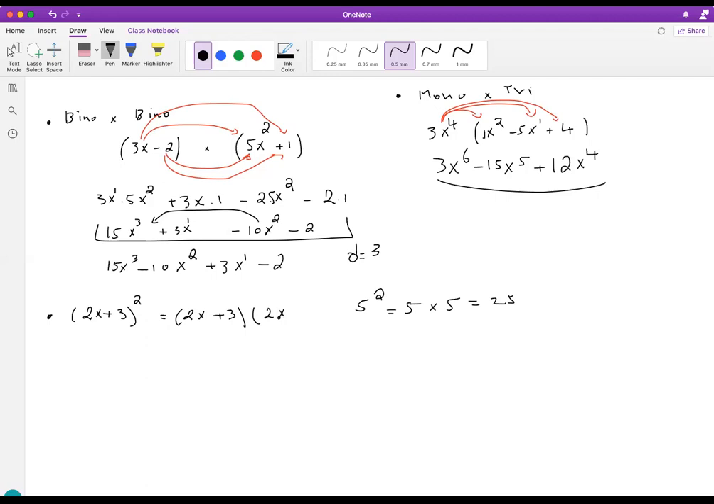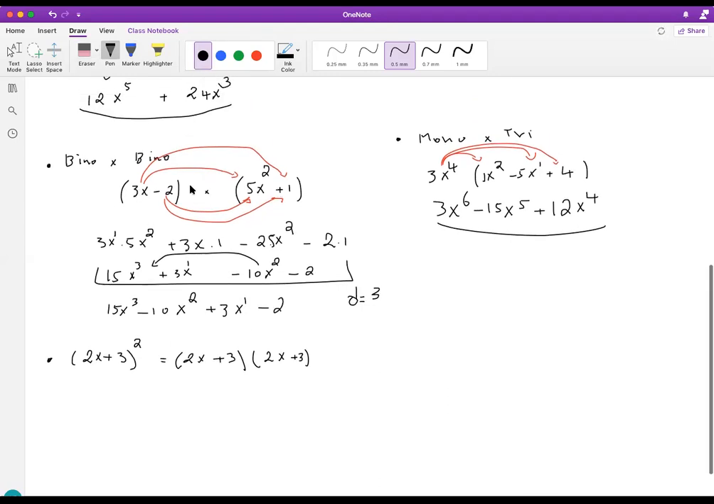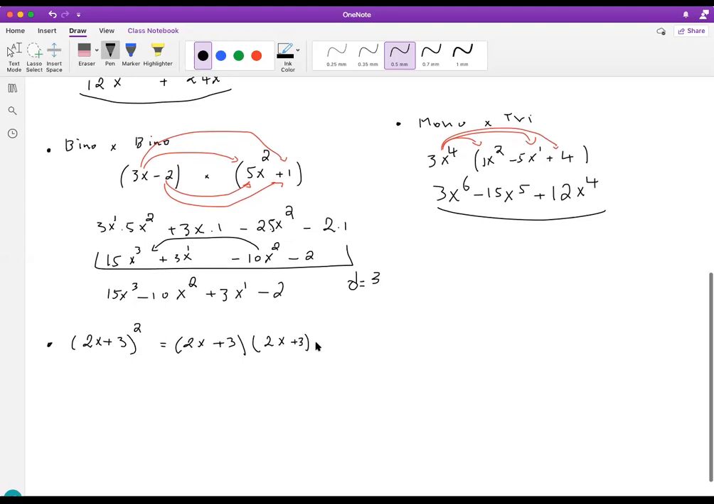Times itself. Okay. Now, it kind of looks like this, as you can see. So we have a binomial times a binomial. We can have 4 multiplications. So let's expand, or actually let's multiply.